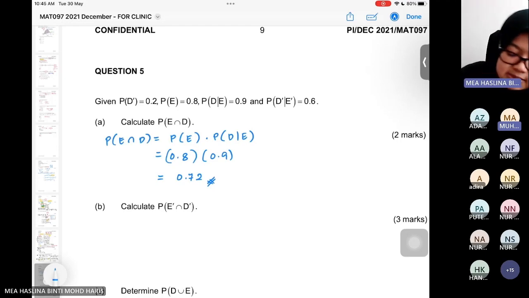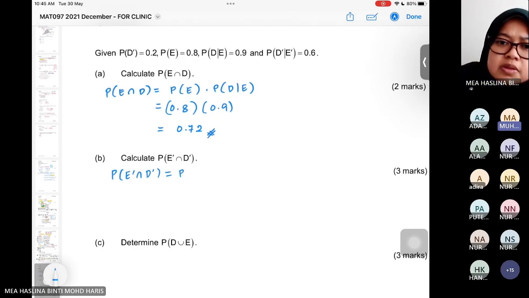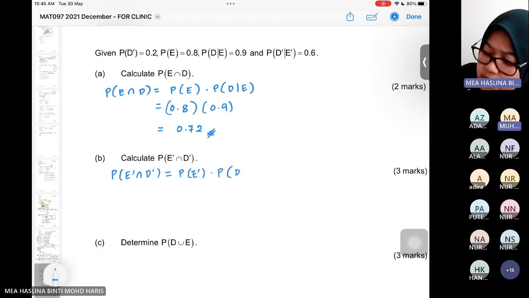Okay, thank you, Hanis. Okay, then this part B, probability of E prime intersect D prime equals probability of E prime times probability of D prime given E prime. It's actually similar to the previous, just the complementary.